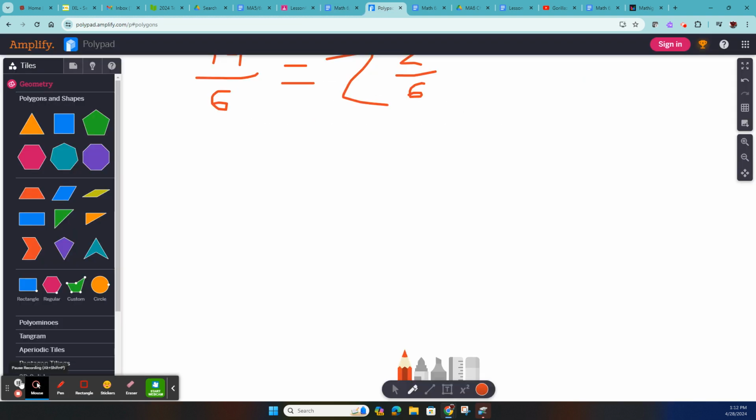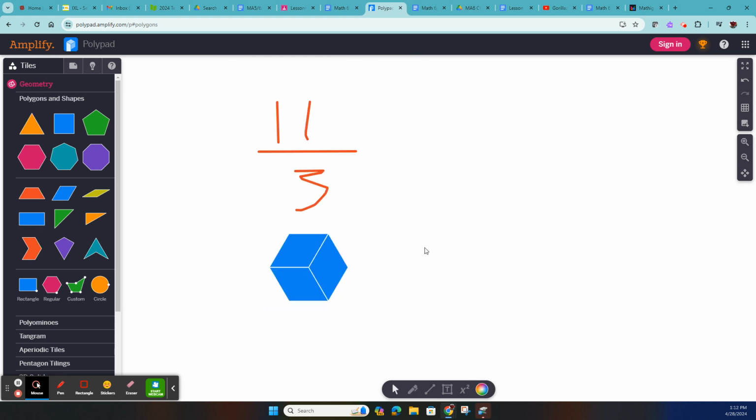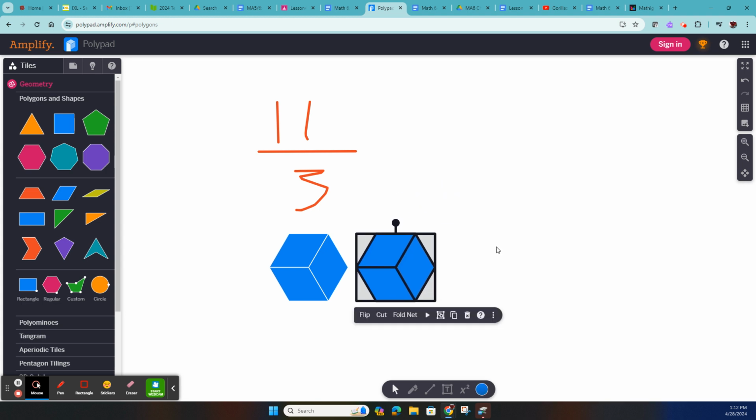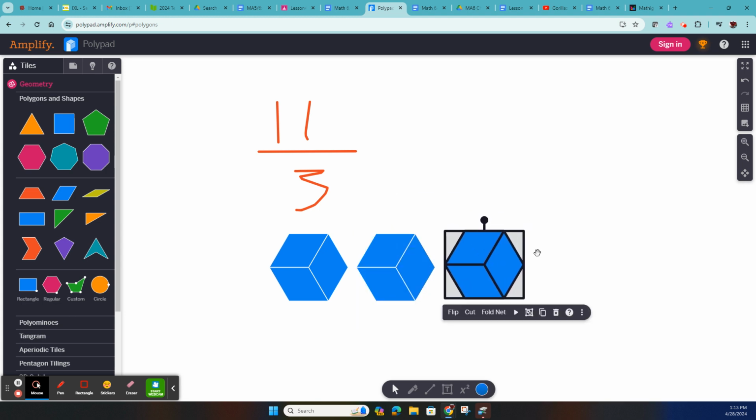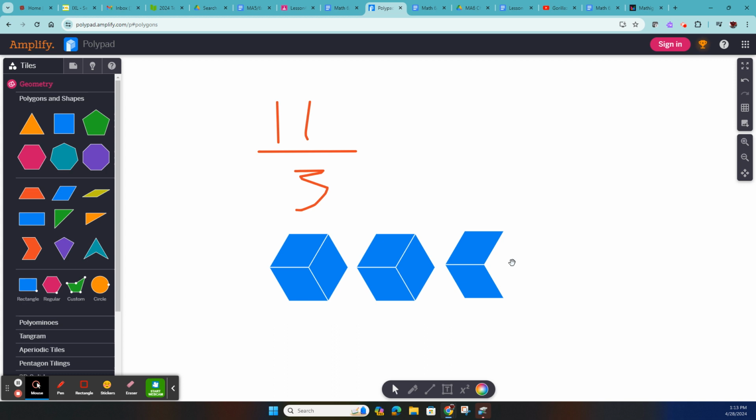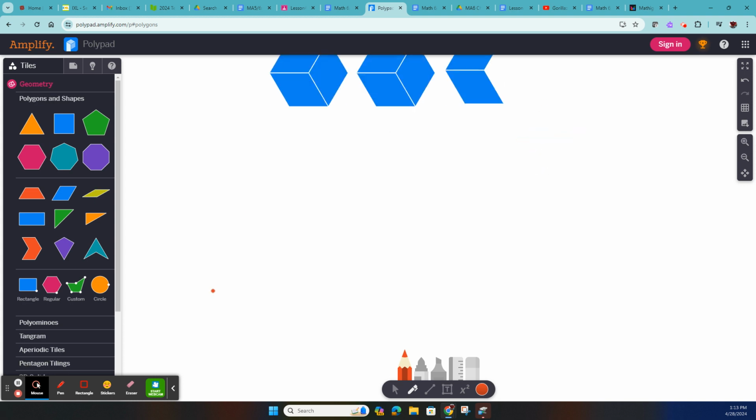11/3. Okay, we're talking thirds. We know that these are thirds because 3 of them add up to make a whole. We've got 6/3. We've got 12/3. Oh, we don't need that many. We need 11/3. So there you have it. What is this as a mixed number? 2 wholes and 2/3. Moving on.